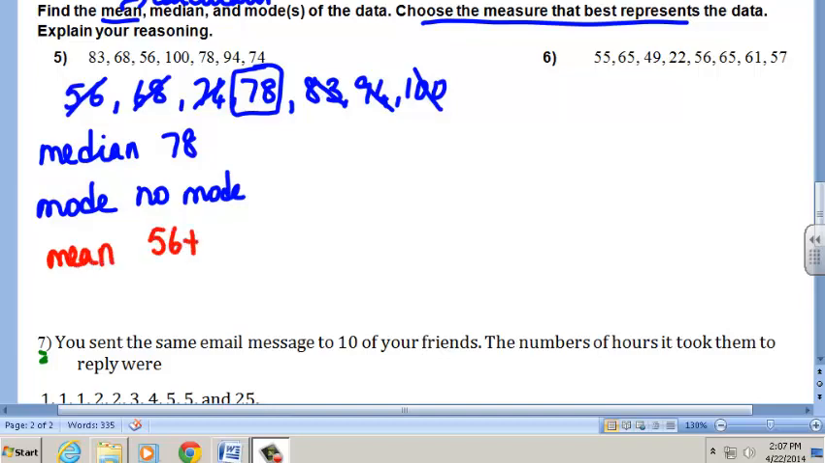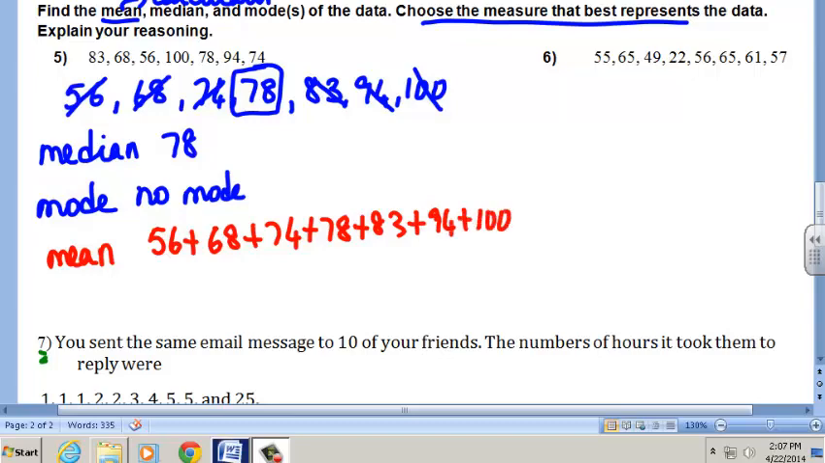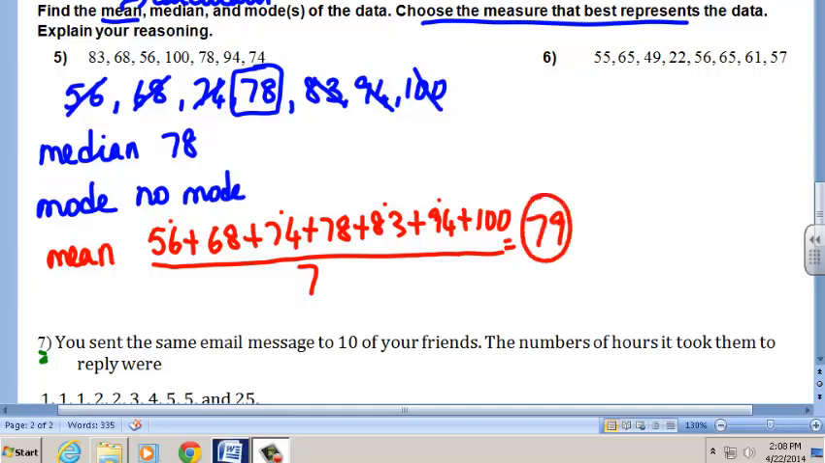If you have to find the mean, I have to see the setup step. So I'm going to write it down. 56 plus 68 plus 74 plus 78 plus 83 plus 94 plus 100. This is the setup that I required on your sheets. How many data? 1, 2, 3, 4, 5, 6, 7. So you're dividing it by 7. The mean ends up to be 79.